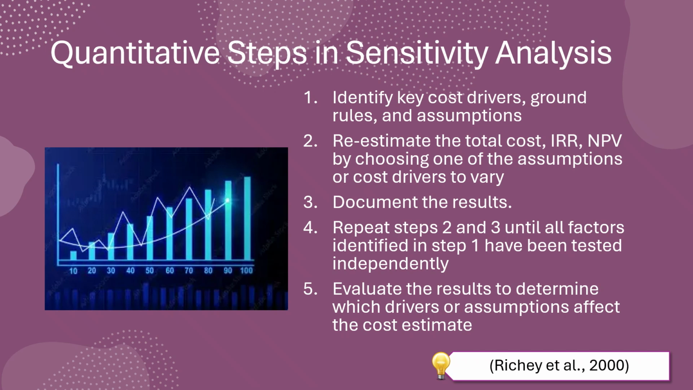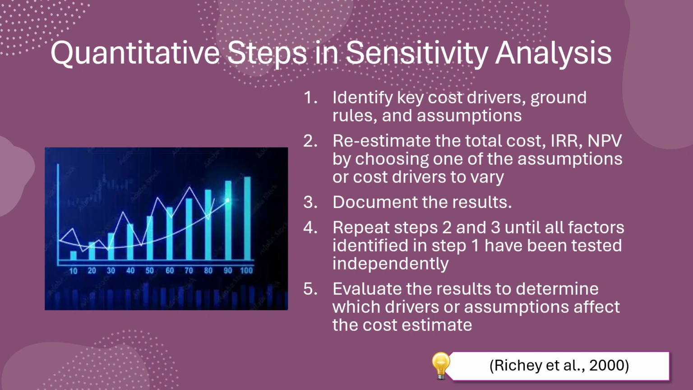To determine what the key cost drivers are, a cost estimator needs to determine the percentage of total cost that each cost element represents. The major contributing variables with the highest percentage cost elements are the key cost drivers that should be varied in a sensitivity analysis. The third step is to document the results. You can use tables or graphs to show the results of each variable change. Repeat steps 2 and 3 until all factors identified in step 1 have been tested independently. Finally, evaluate the results to determine which drivers or assumptions affect the cost estimate.